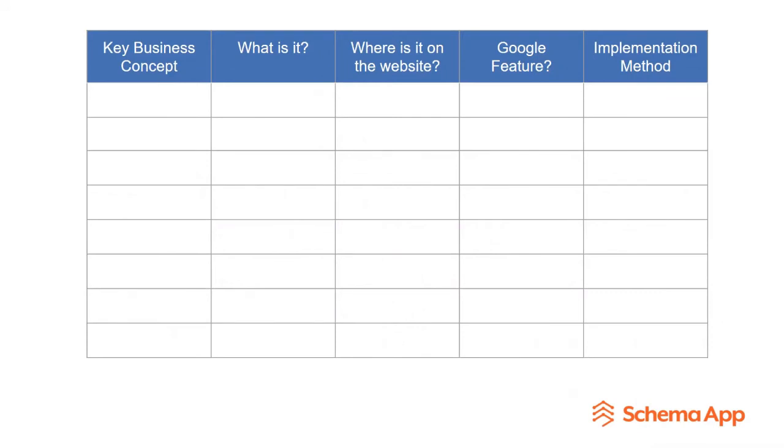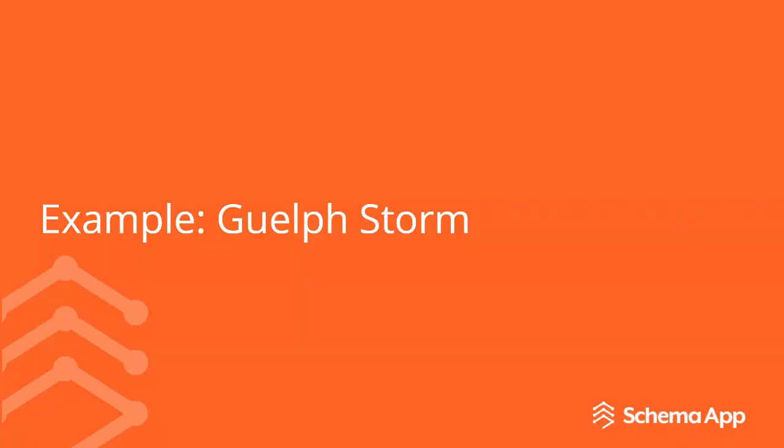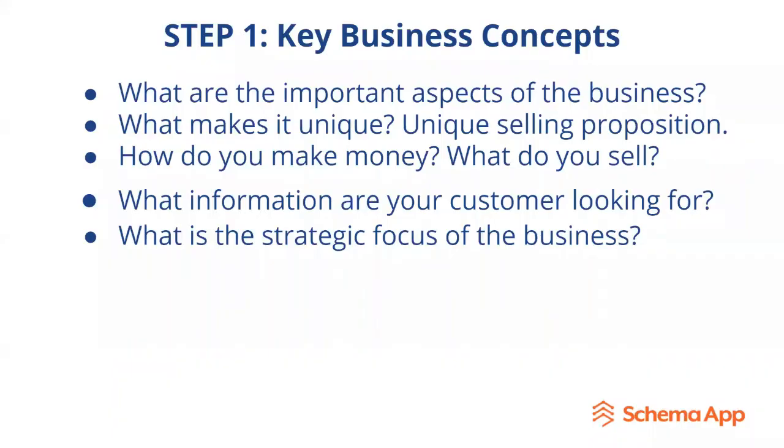And I'm going to go through a functional, actual example with you right now. Our example is going to be Guelph Storm. The Guelph Storm are an OHL hockey team in Guelph, Ontario. Our first step is to identify key business concepts. What are the important aspects of the business? What makes it unique? How do they make money? What information are customers looking for? What's the strategic focus of the business?